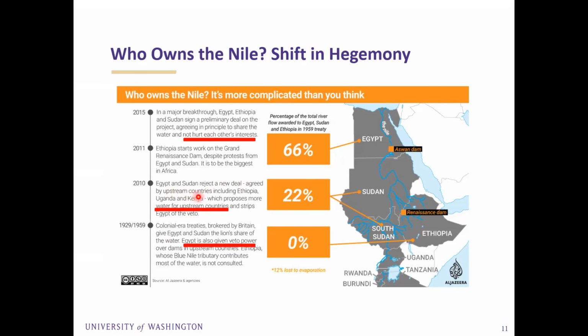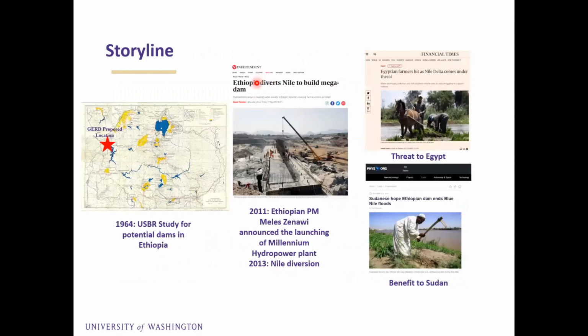And then in 2010, the rest of the countries, except Egypt and Sudan, agreed to a new deal. This deal gives power to the upstream countries to have new projects and construct new dams. Then in 2011, Ethiopia started working on this GERD. In 2015, Egypt, Sudan, and Ethiopia agreed to a deal to perform some technical studies and make sure they are not hurting the interests of each country. If you are following the news, you have probably seen some of this in the media.